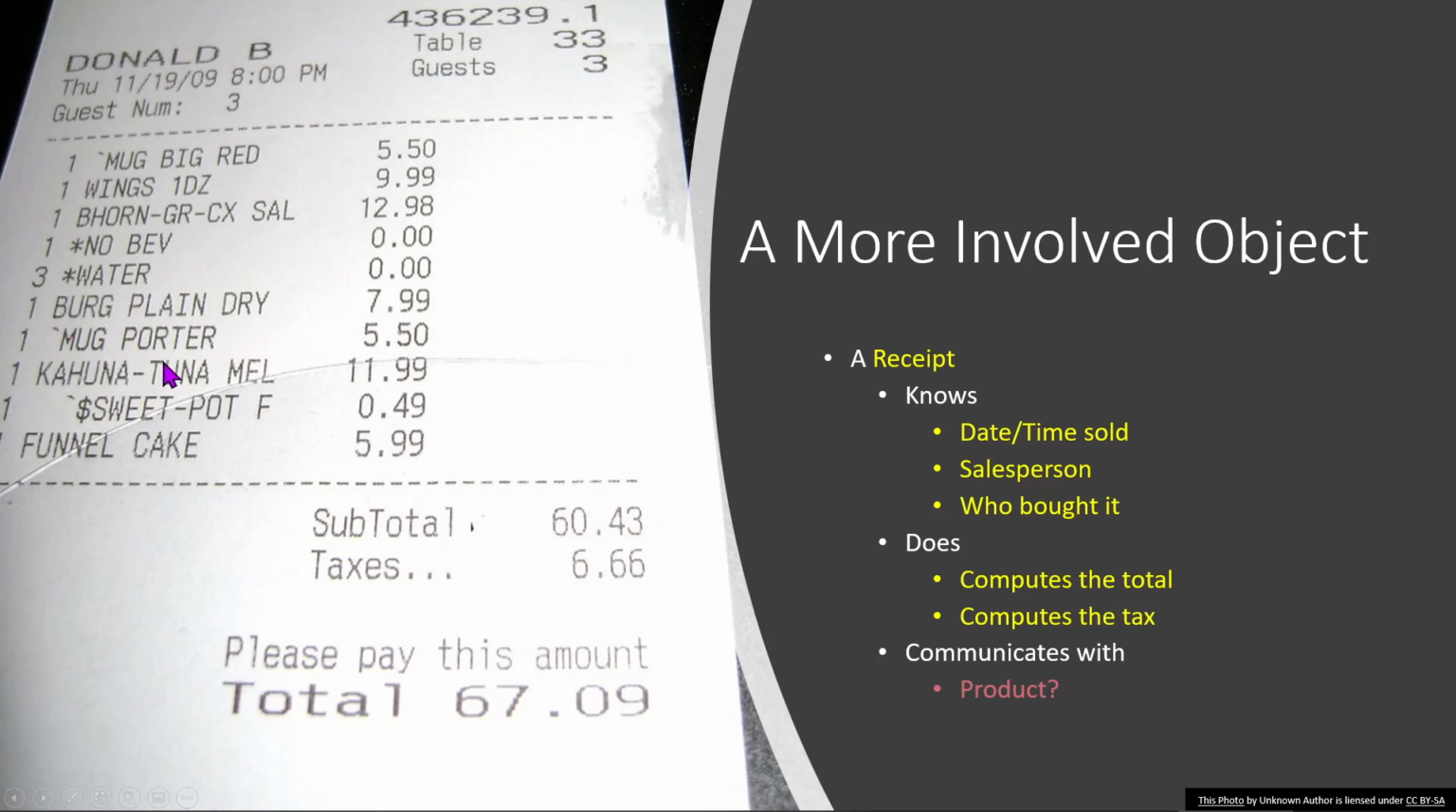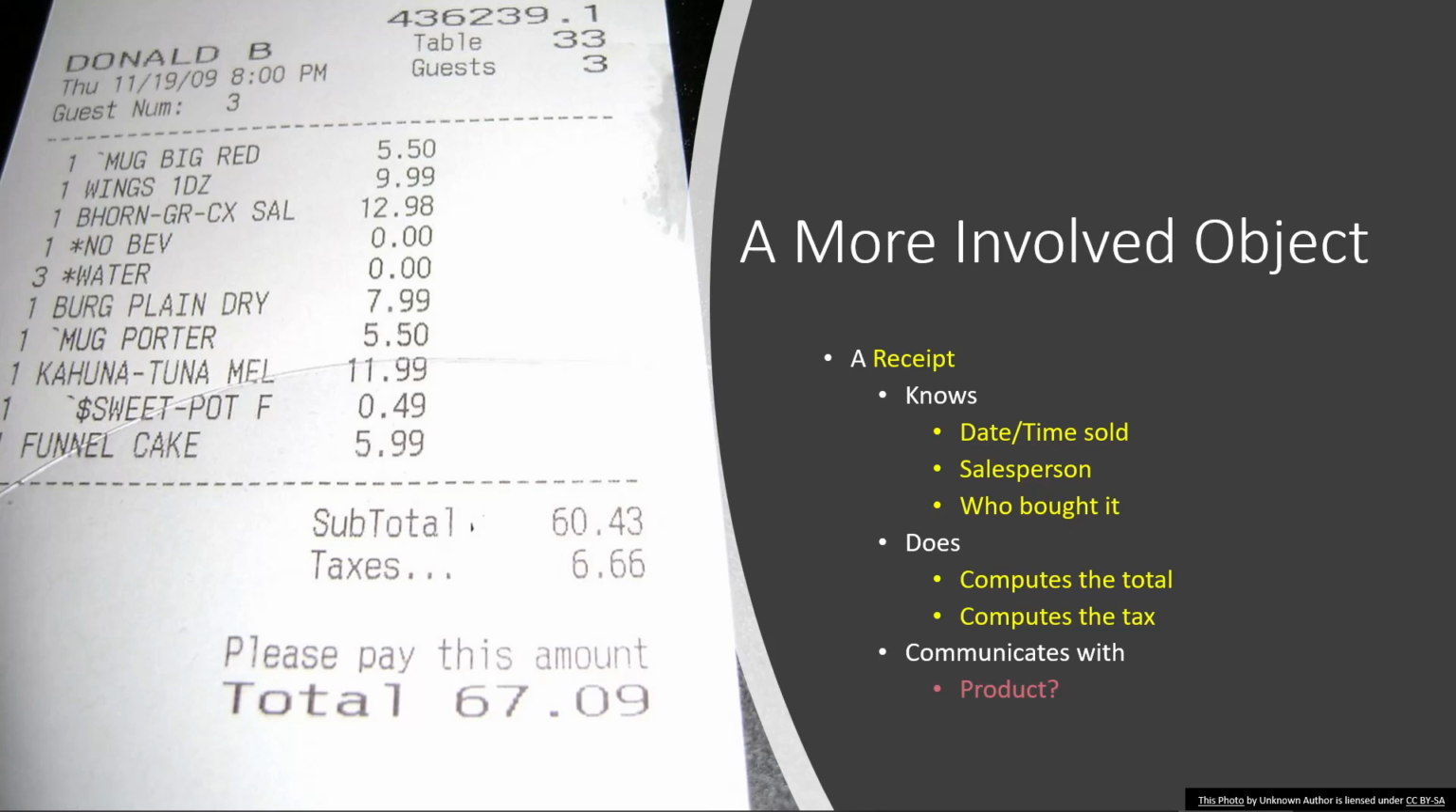But that's a little bit too simple because there's more information on here than just simply the product, the name of the product and the price. There's how many of them that was bought. See, most of these are one, but this water right there has three.